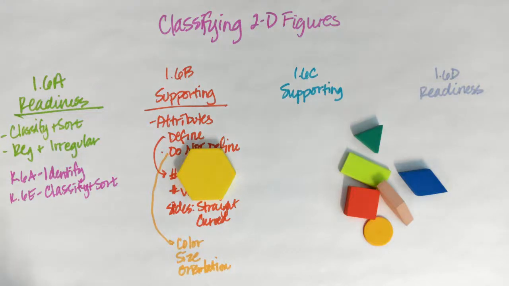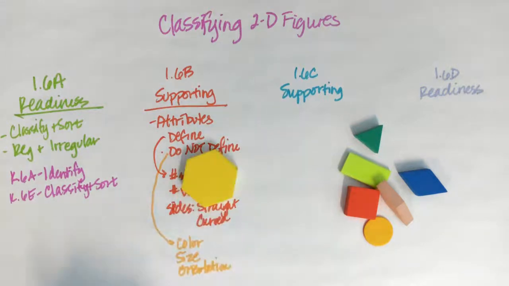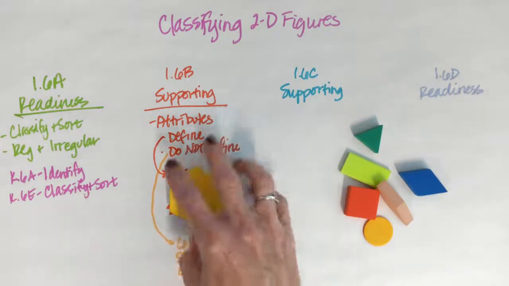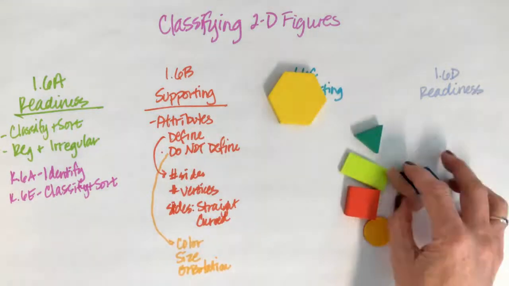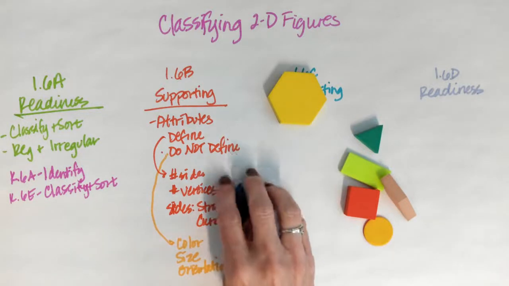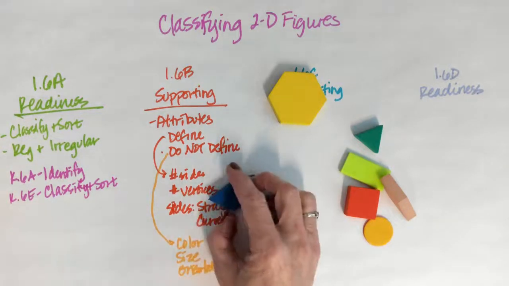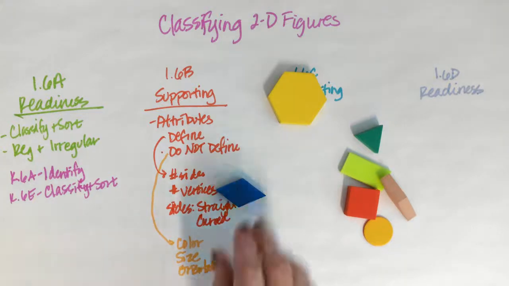Orientation doesn't change what a figure is called. So it is an attribute that does not define the figure. It doesn't matter if I stand it up. It doesn't matter if I lay it down. It doesn't matter how I turn it. It doesn't matter if I flip it over. If I look at this rhombus, it doesn't matter if it's this way or this way or this way. It doesn't matter which way I orient it. It is still a rhombus because of the attributes that define it, not the way I turn it.